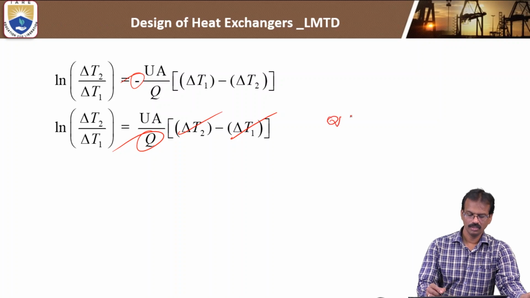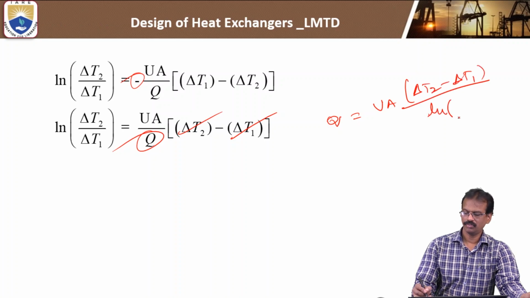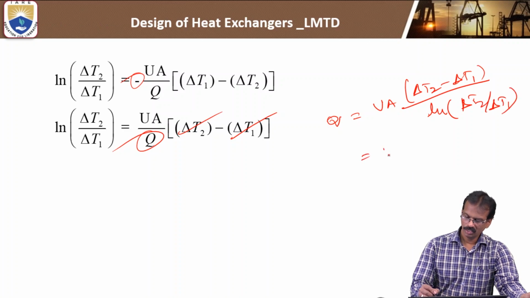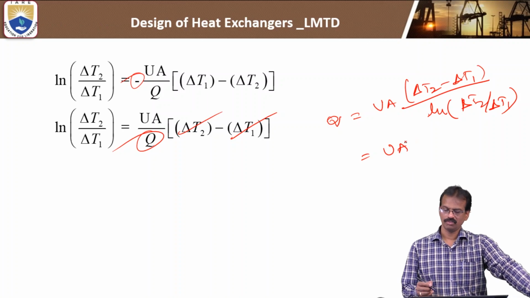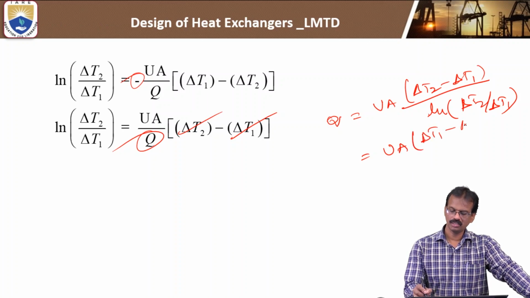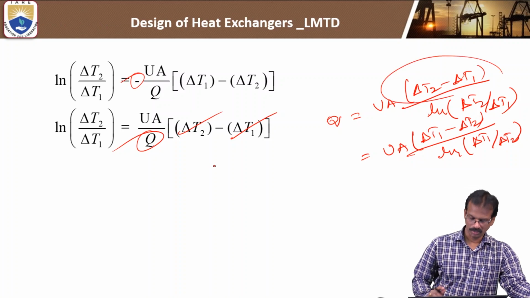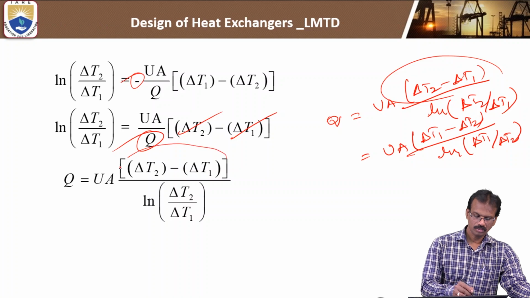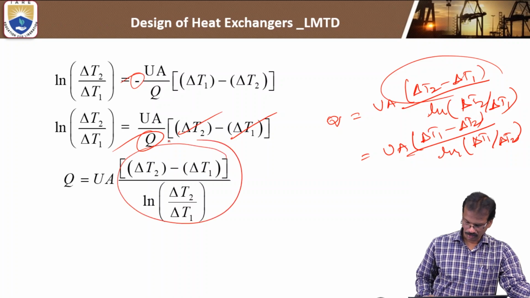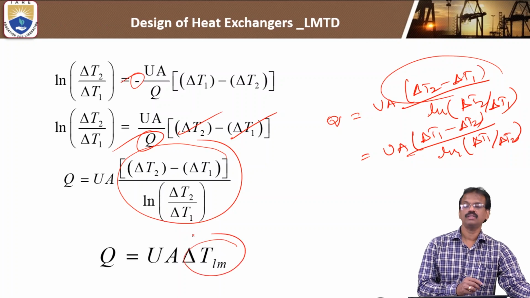Then the Q formula is equal to UA into (ΔT2 minus ΔT1) by ln of ΔT2/ΔT1. Otherwise, you can rewrite it like this: first, I am taking ΔT1 minus ΔT2 by ln of ΔT1/ΔT2. So this is nothing but ΔT2/ΔT1. This is nothing but we can write like this, UA into ΔT lm.